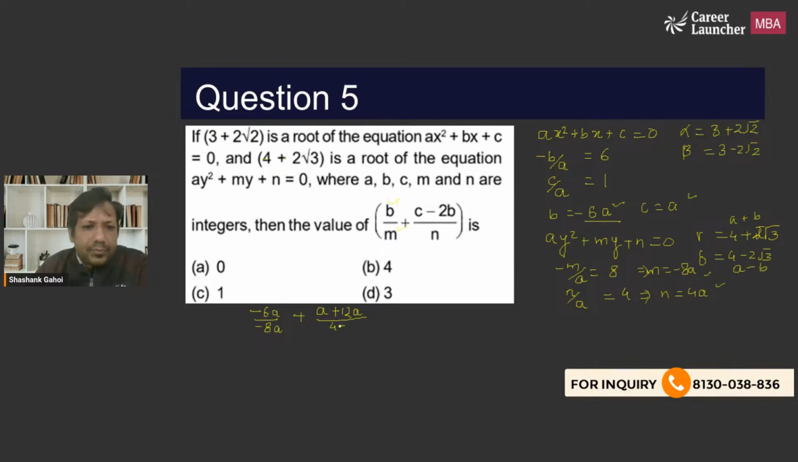4a. Okay, so minus minus cancels out, this is 3 and this is 4. So a cancels out, so a doesn't have any use. So I'm going to get 3 upon 4 plus 13 upon 4. So this comes out to be 16 upon 4, which is 4. That's option B. So whenever you see this kind of question and both the equations have the coefficient of x and y common, you can assume the value of a is 1.